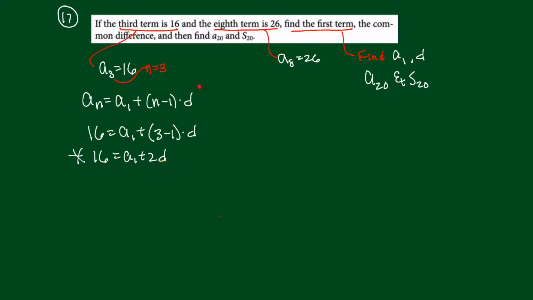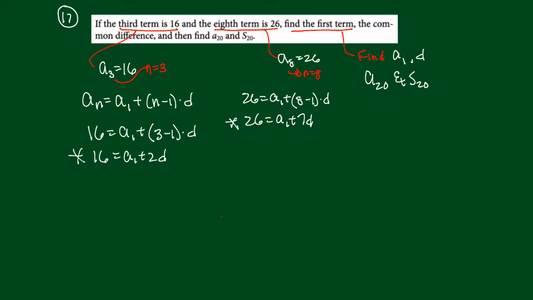We just happen to be given another piece of information right here: the eighth term is 26. So I can do the same thing that I just did. Here n is 8, so I come over to my formula and make those replacements. A sub 8 is 26, so I'll write a 26 here. That's equal to a1 plus, for the eighth term, 8 minus 1 times d. Let's simplify: 26 is equal to a1 plus 7d. So we've got that equation.